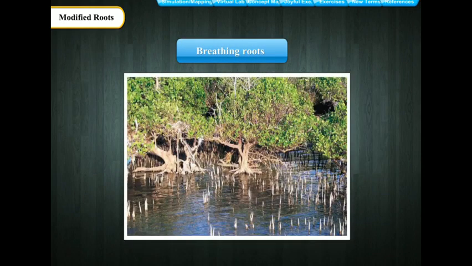Breathing roots. Many mangrove plants that grow in salt lakes and marshy areas develop specialized roots called pneumatophores or breathing roots. For the purpose of breathing, such roots grow vertically upwards from the underground roots of the plant and come out of the water or marsh. Each root contains numerous pores for exchange of gases.